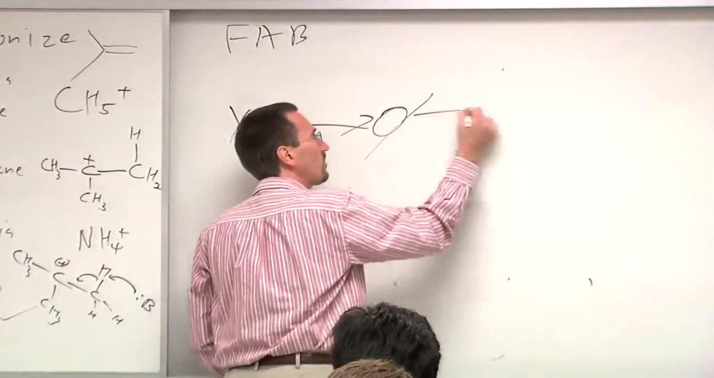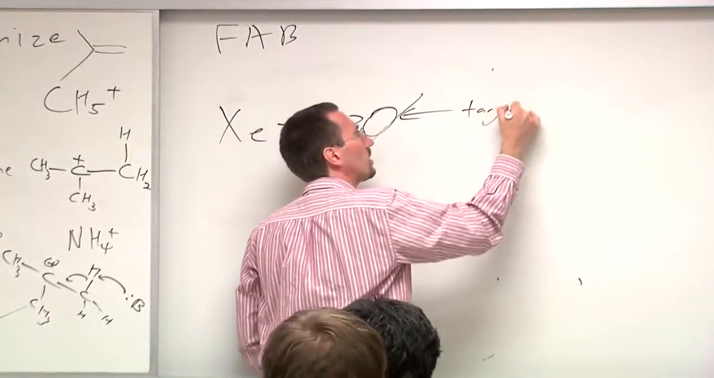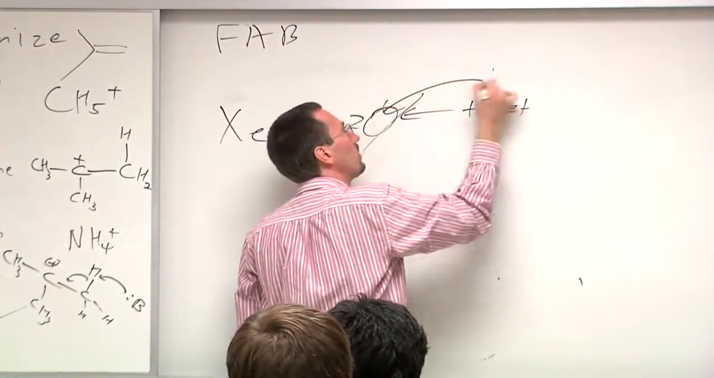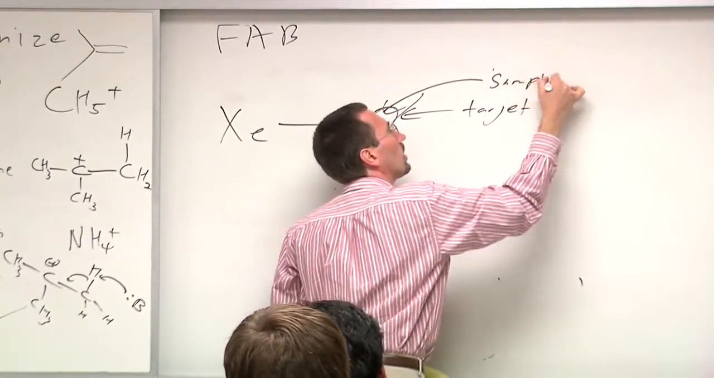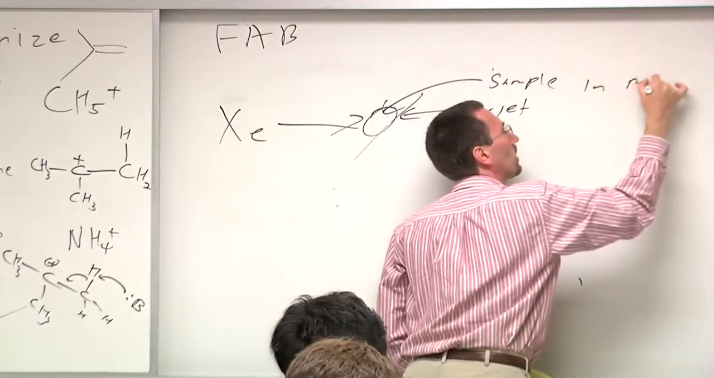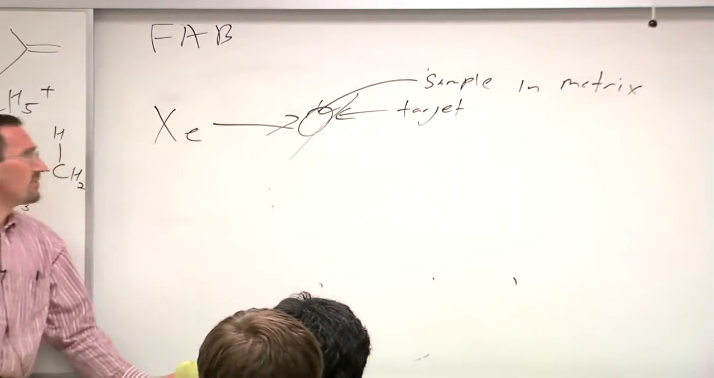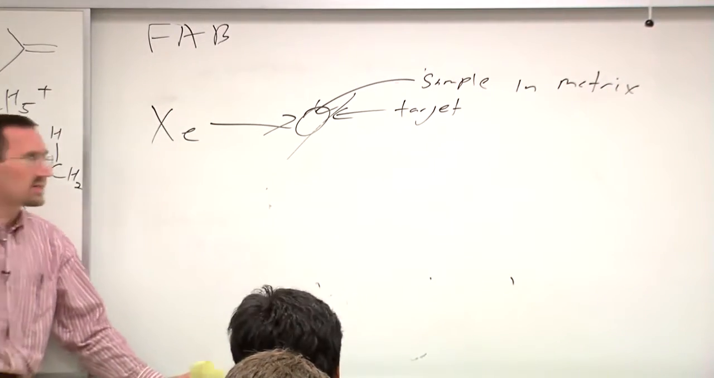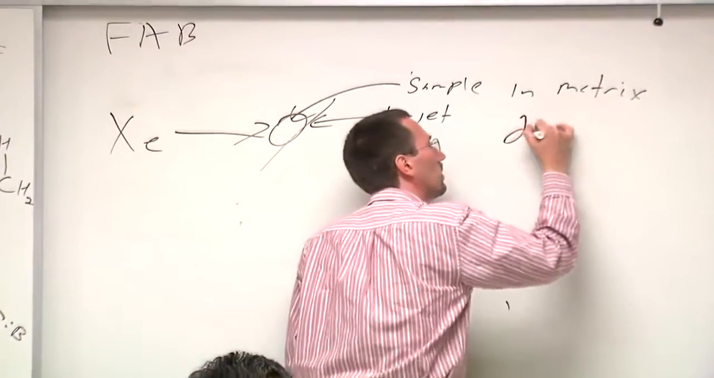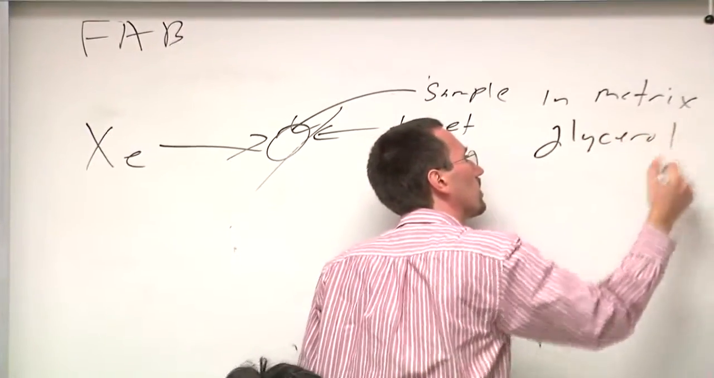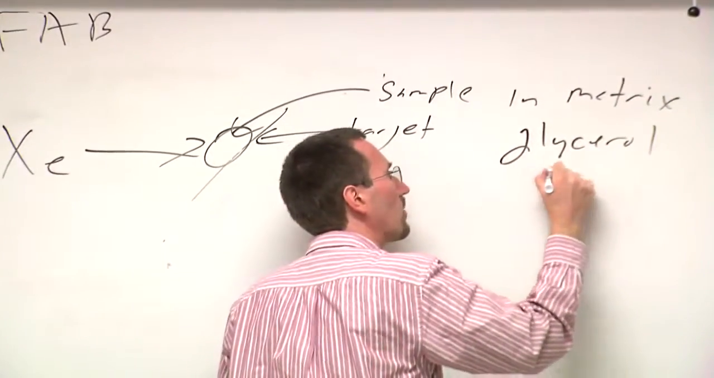You have your sample on a target, and you have your sample in a matrix. Matrix is just another way of saying a viscous solvent. The matrix is like glycerol or nitrobenzyl alcohol.